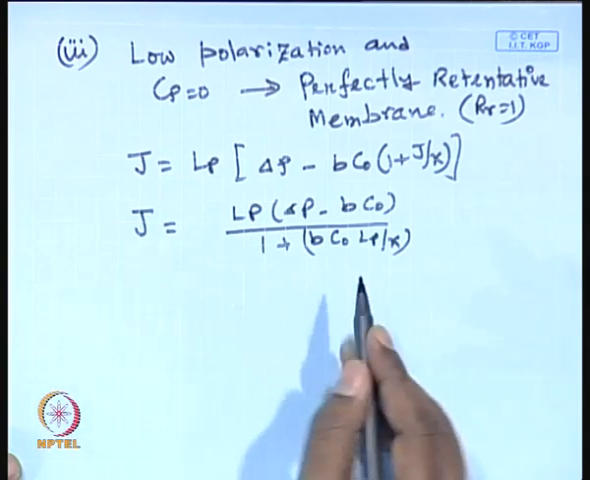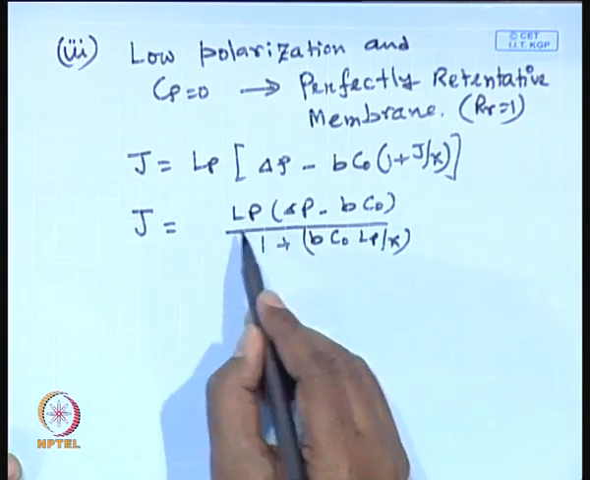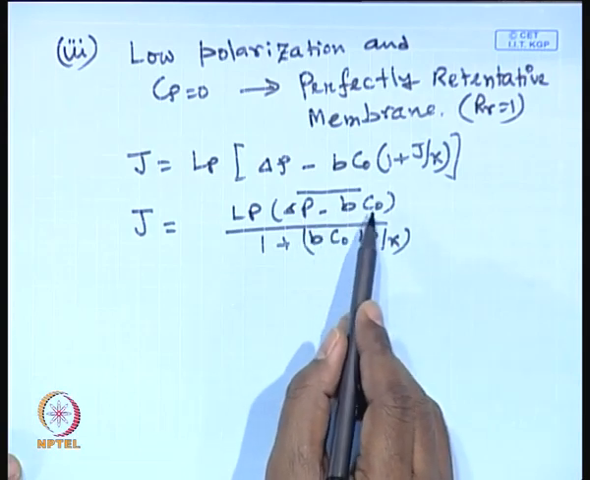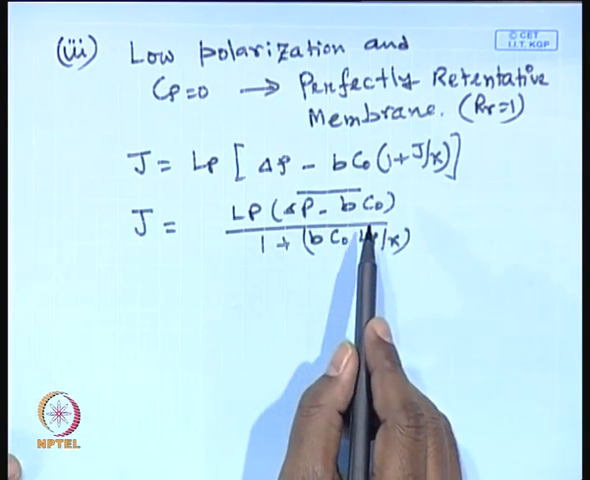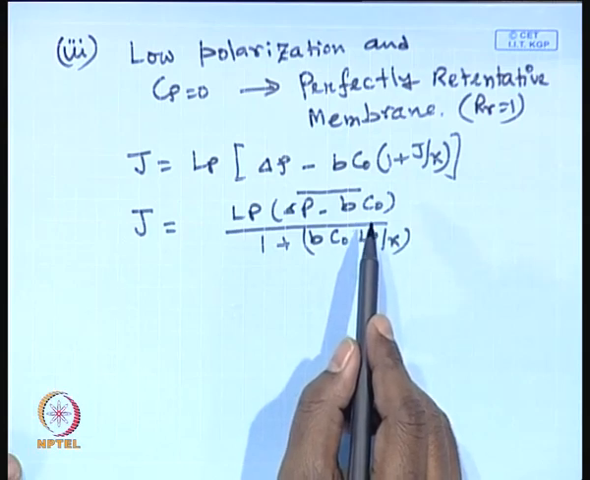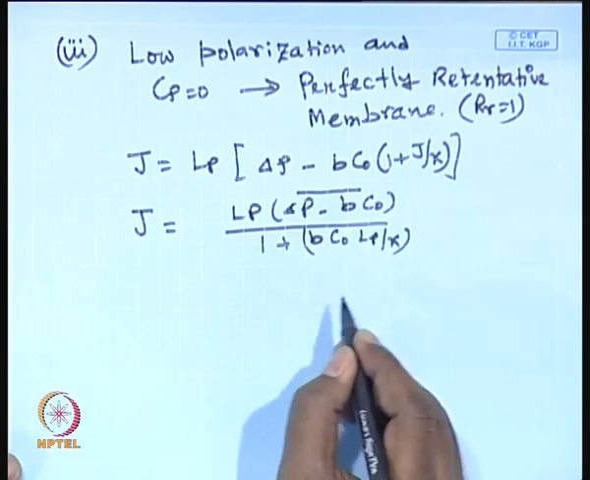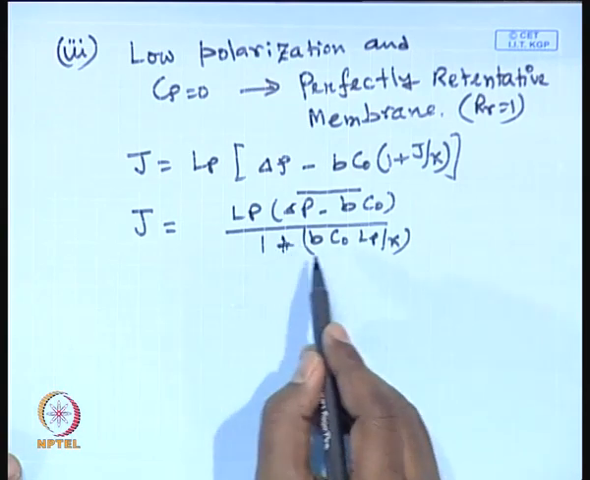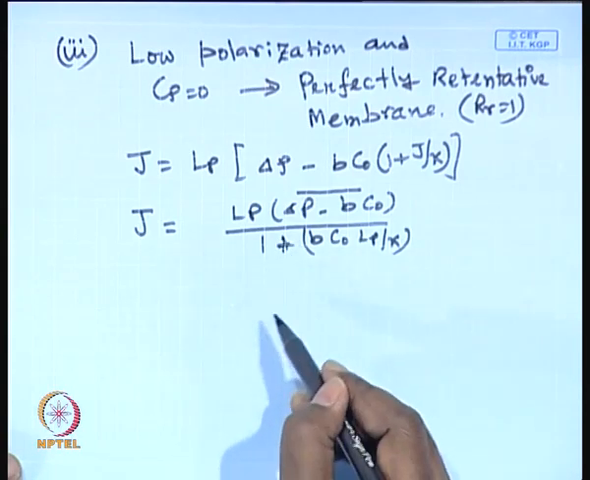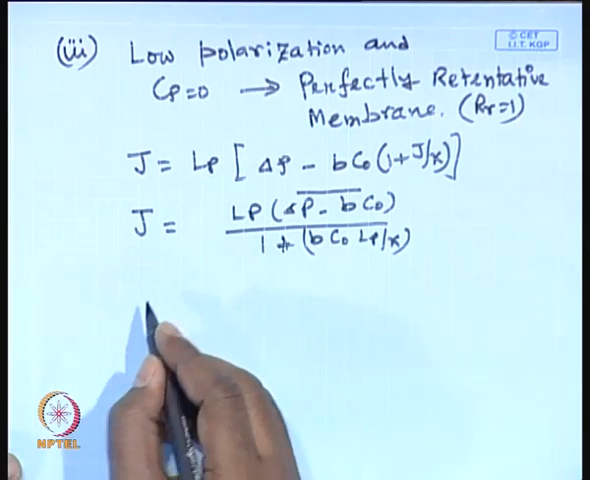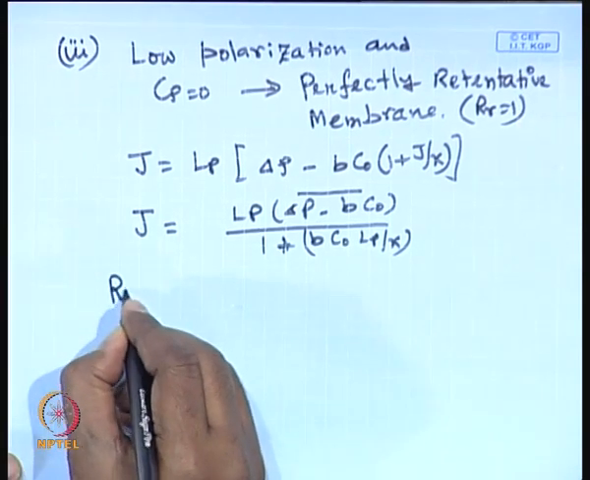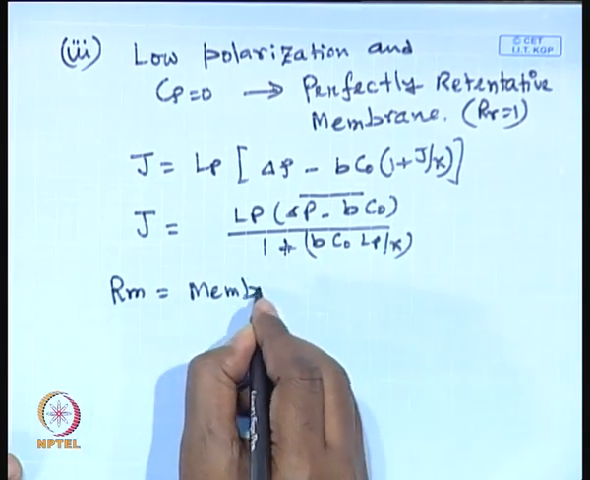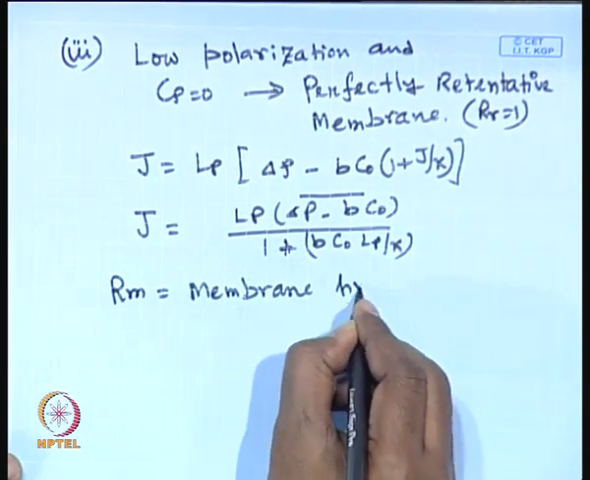Now, basically what is this? This is the permeability, this is the driving force delta P minus B C naught, and the osmotic pressure contribution will come only from the feed concentration. And the terms in the denominator give some kind of resistance. So, one can define a membrane resistance Rm. Rm is membrane resistance. It is called membrane hydraulic resistance.